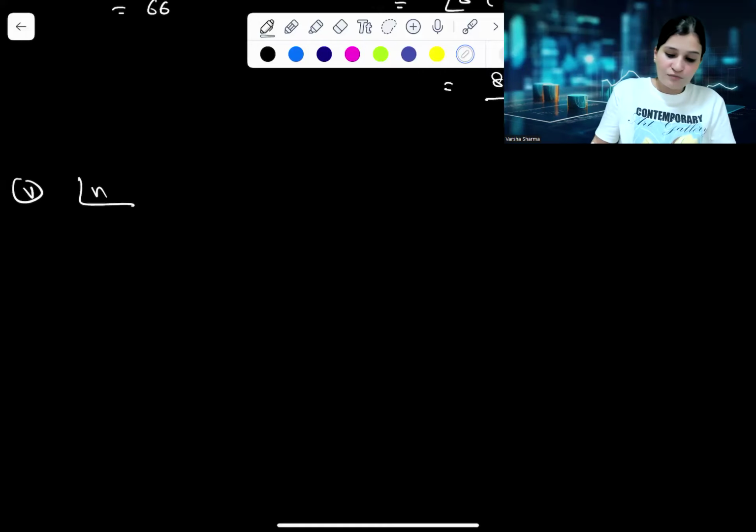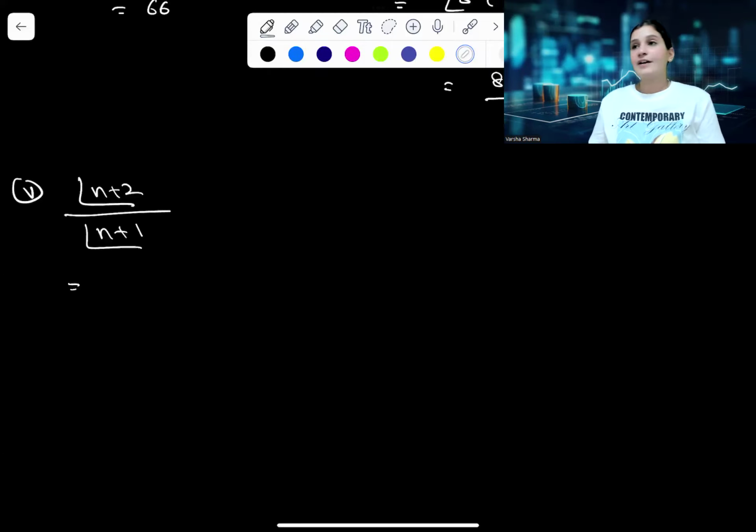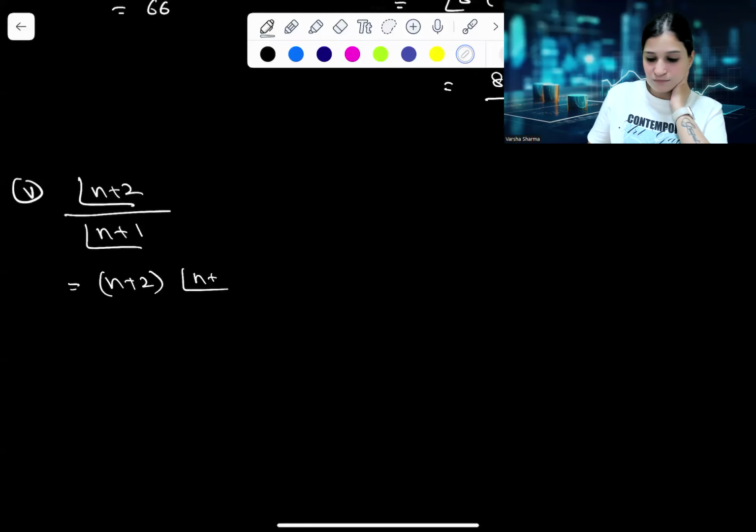Factorial n plus 2 upon factorial n plus 1. So the larger one is n plus 2. N plus 2, then n plus 2 minus 1, which is n plus 1, gets cancelled. So n plus 2.